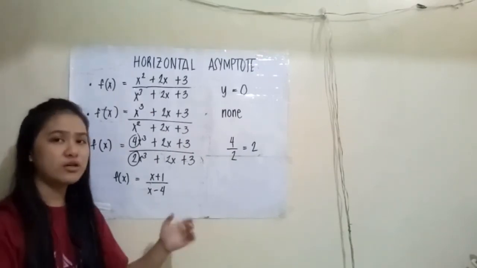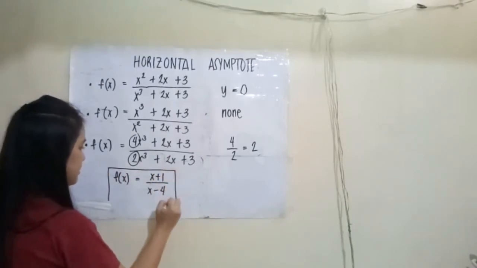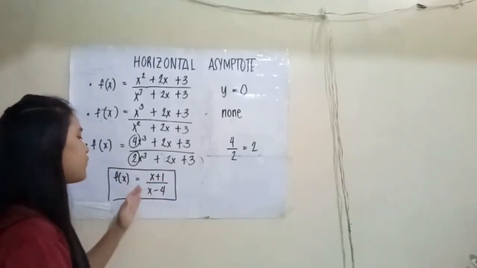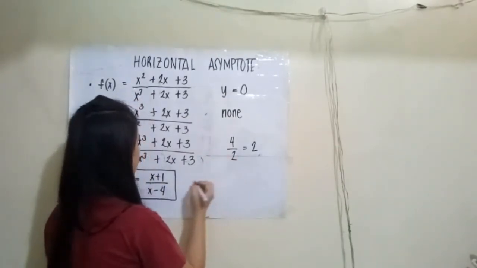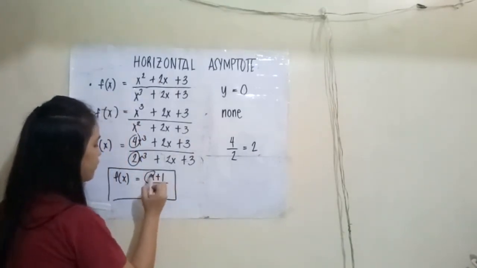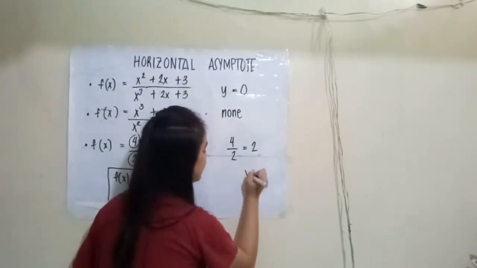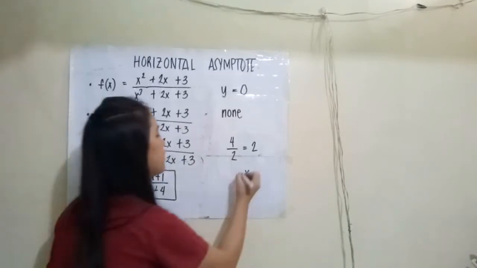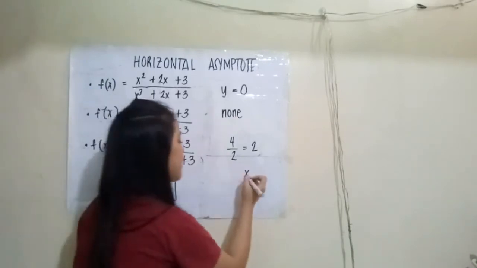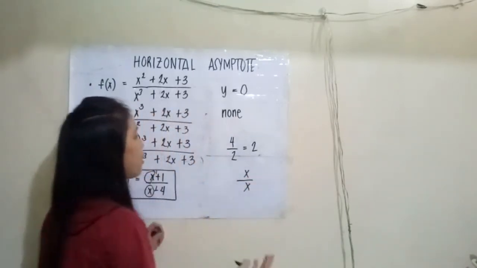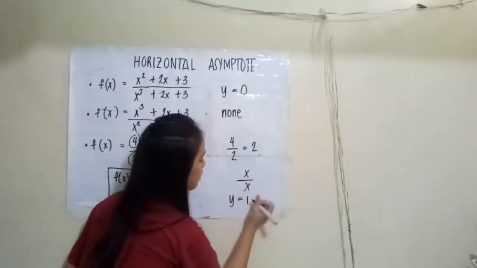The given rational function that we're solving is f of x is equal to x plus 1 all over x minus 4. So our horizontal asymptote will be, since they both have a degree of 1, x divided by x. So our horizontal asymptote now will be y is equal to 1.